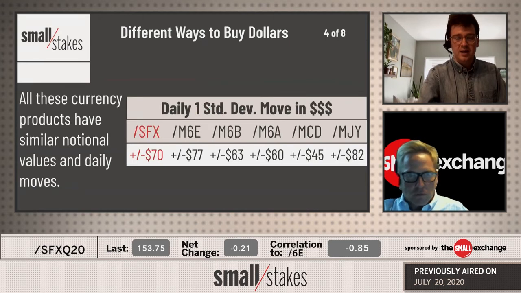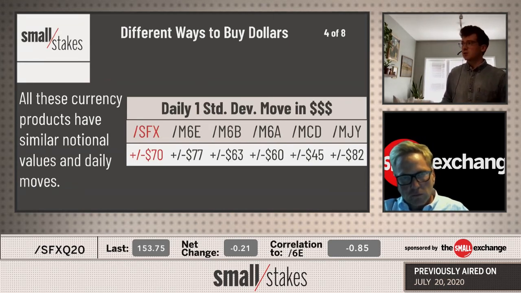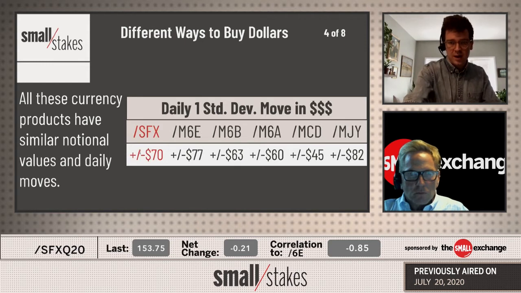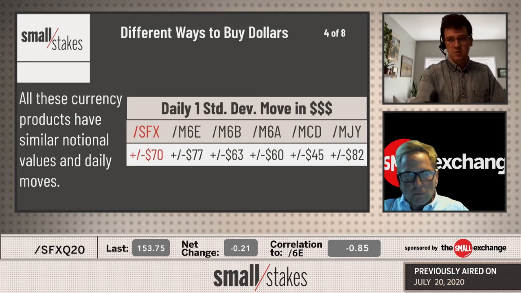And that similar notional, which arrives at that 1-to-1 ratio, is because you've got average daily moves in each of these currencies, Pete, of around $70, give or take some dollars. These are all very similarly sized products here, which is nice.